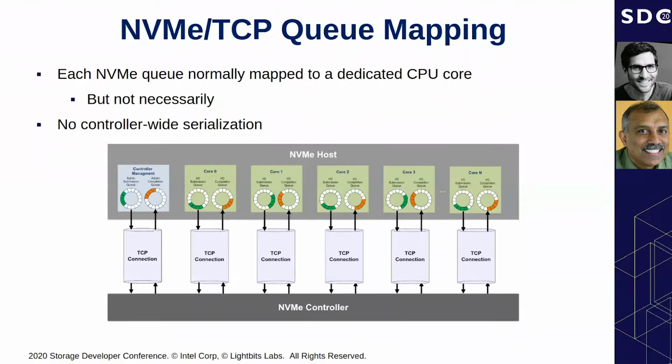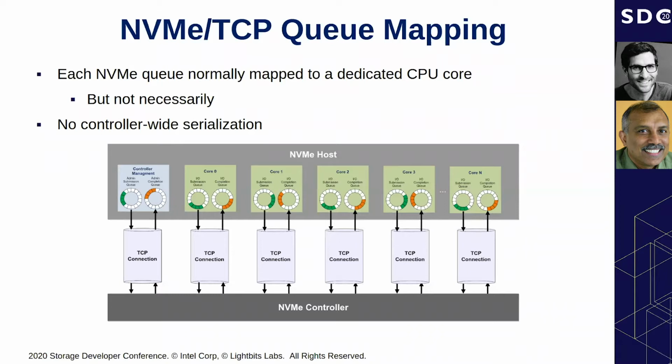So if we talk about queue mappings, each NVMe queue will normally be mapped to its own dedicated CPU core, and you can have multiple CPU cores, each with its own NVMe queue associated with it. But that's not necessarily always the case. You can have more queues than CPU cores, you can have fewer queues, it really depends on what you're trying to do and what you're setting up. But the important part is that there is no controller-wide serialization, right?